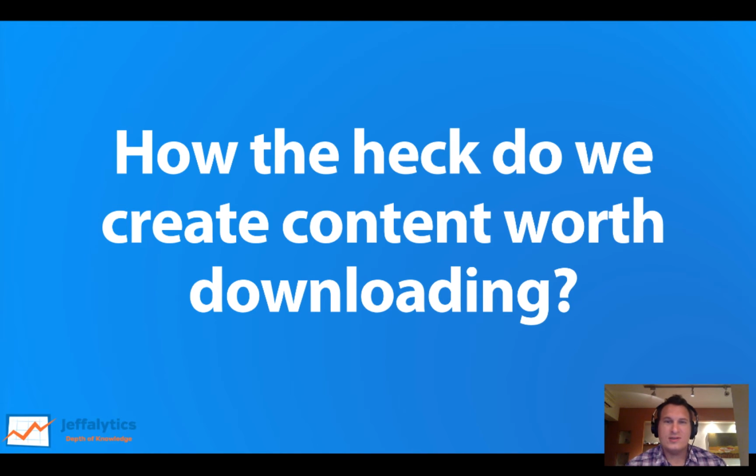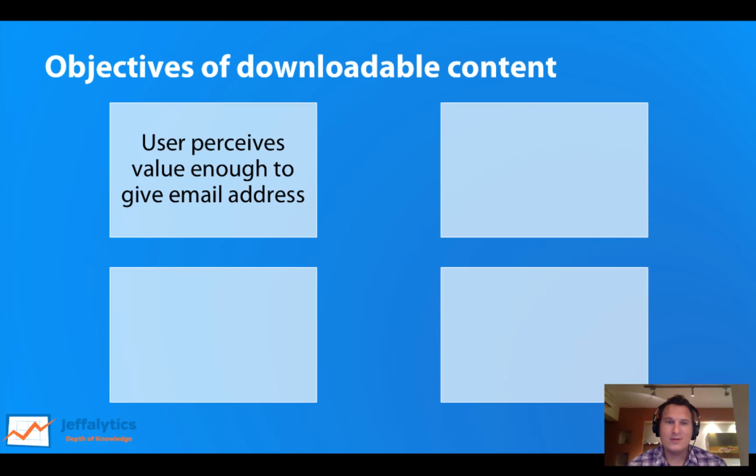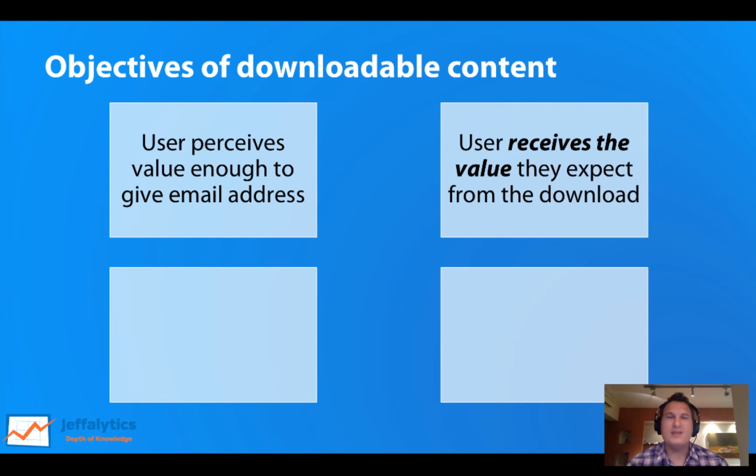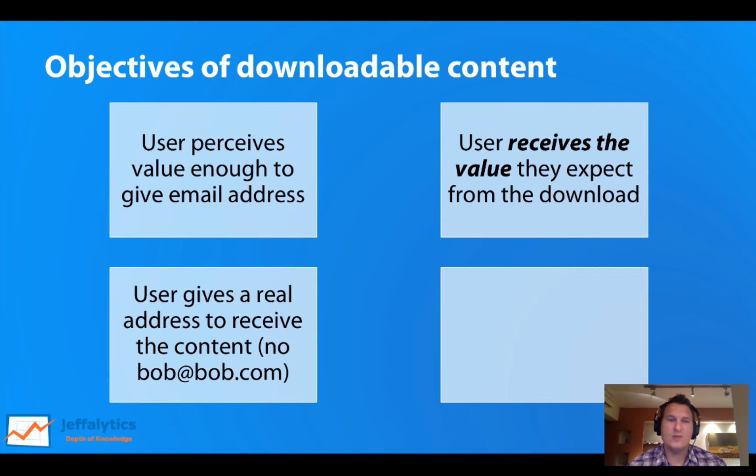Okay, so how do you do this for yourself? How the heck do we create content worth downloading? Well, first of all, you might want to establish what your objectives are. So the first objective is that the user, whoever downloads it, finds enough value to give you their email address. If you're saying, give me your email address for this content, they have to find it valuable enough to do that. And then the user needs to receive that value. They need to receive what they expect from that download. You can't just say, hey, this is going to be really great, and then not deliver on it. You do need to deliver on it as well.